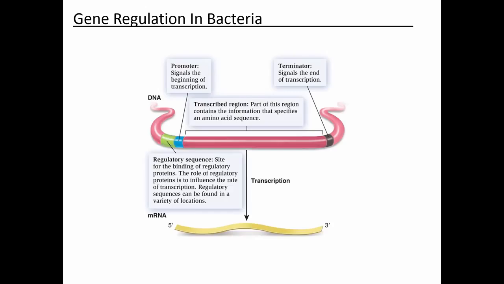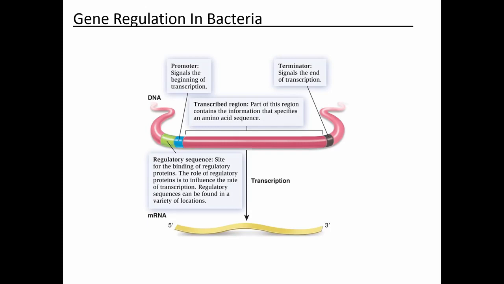Okay, so just looking at this, this is how we described transcription. You have a promoter, then you have your gene, and then you have a terminator. RNA polymerase binds at the promoter, transcribes the gene, and then falls off when it hits the terminator. That's how we discussed it.